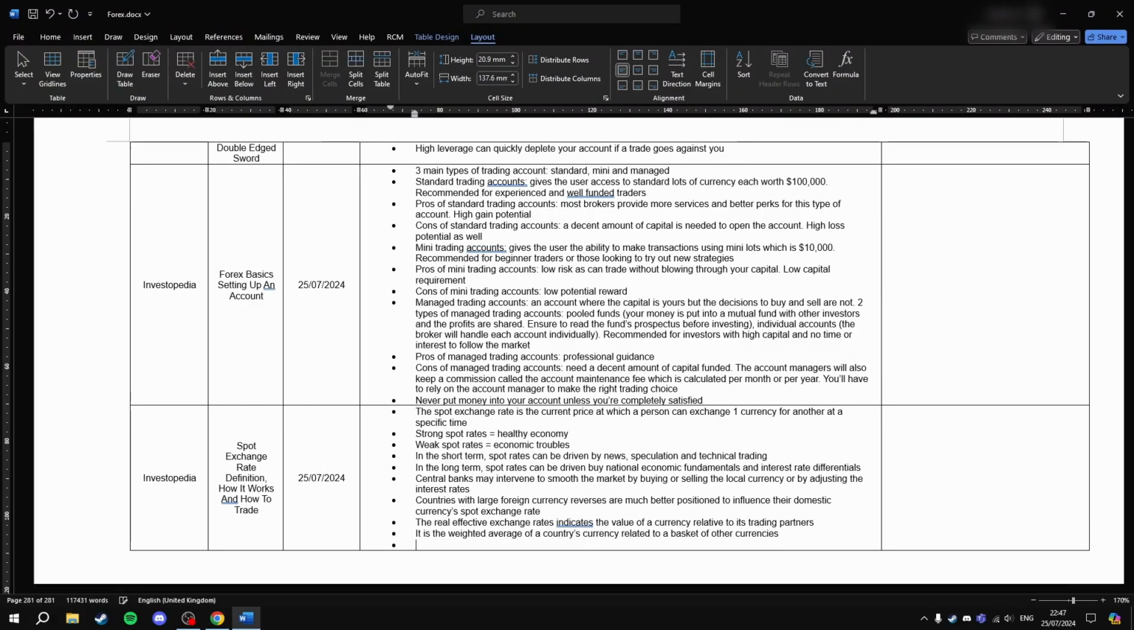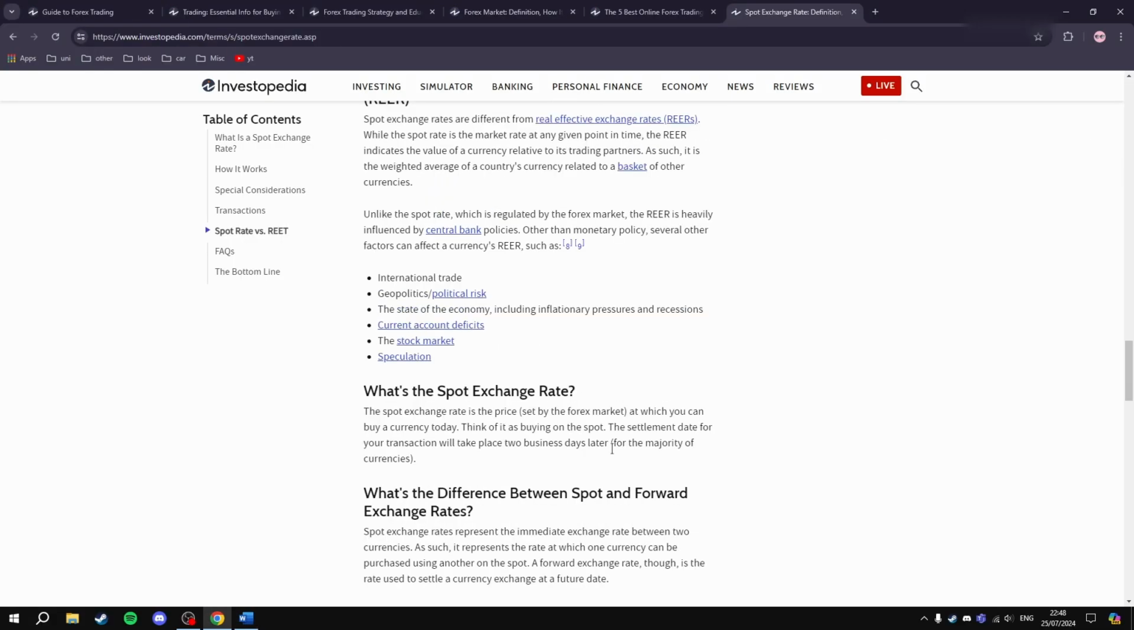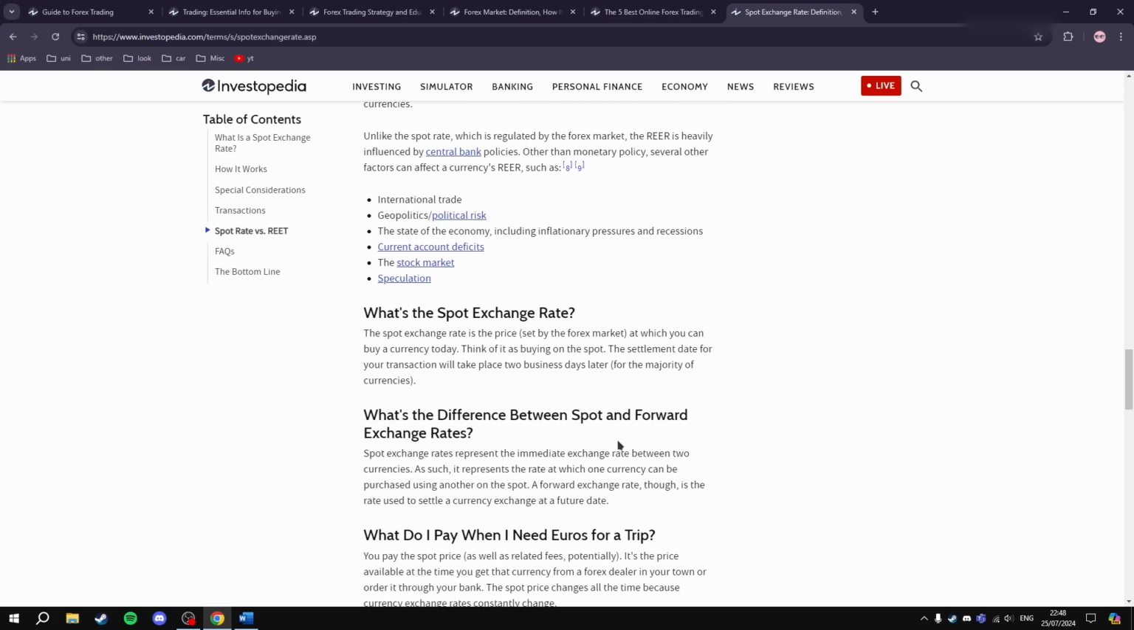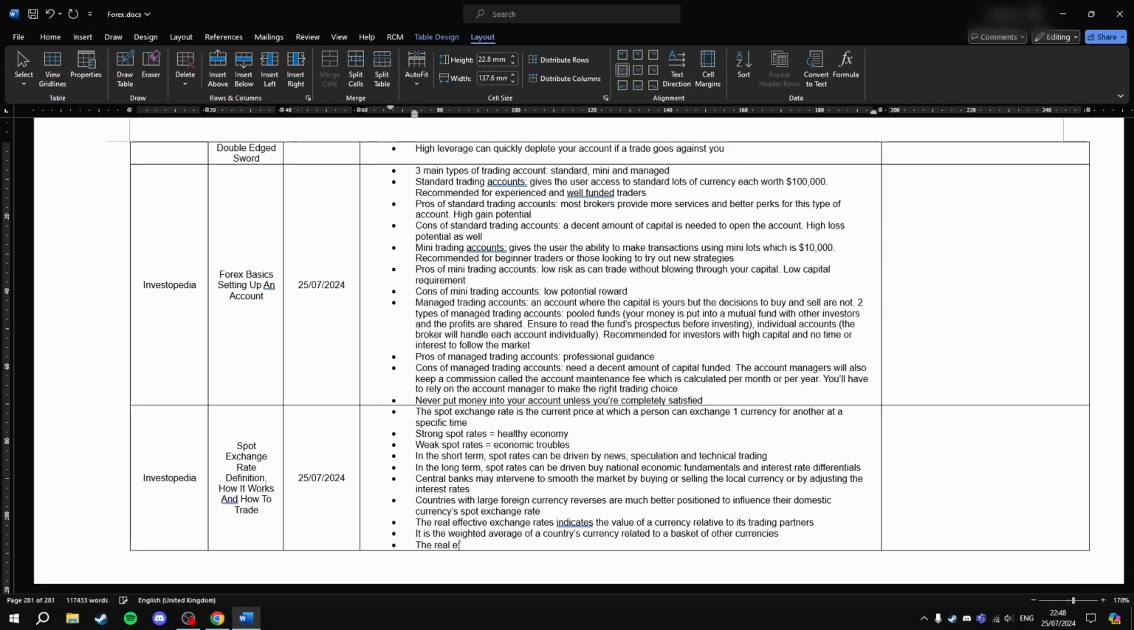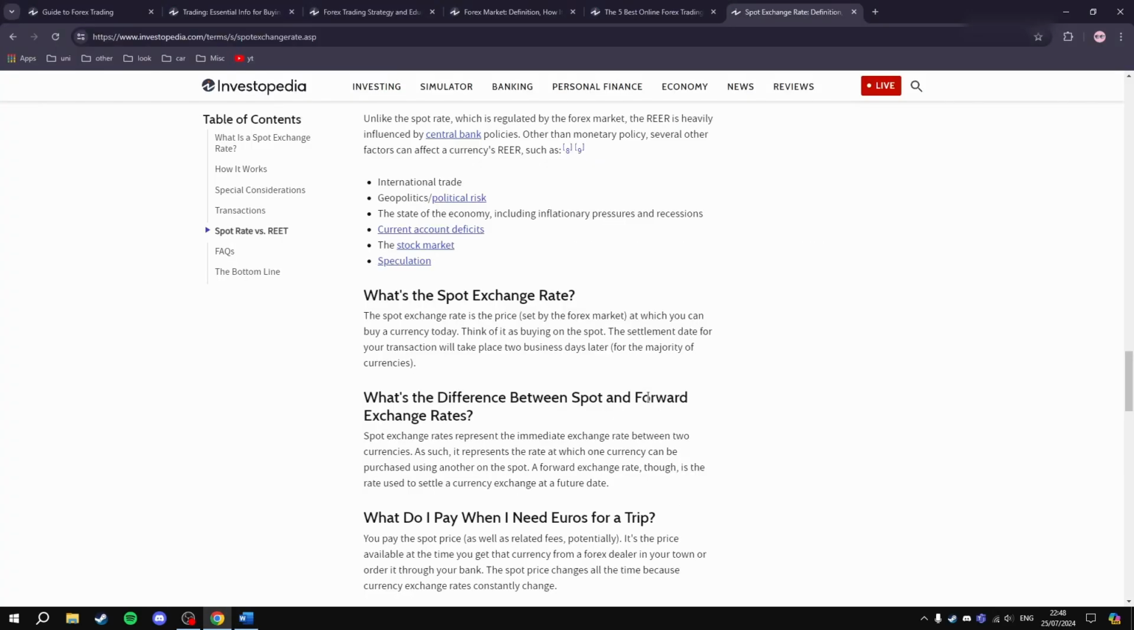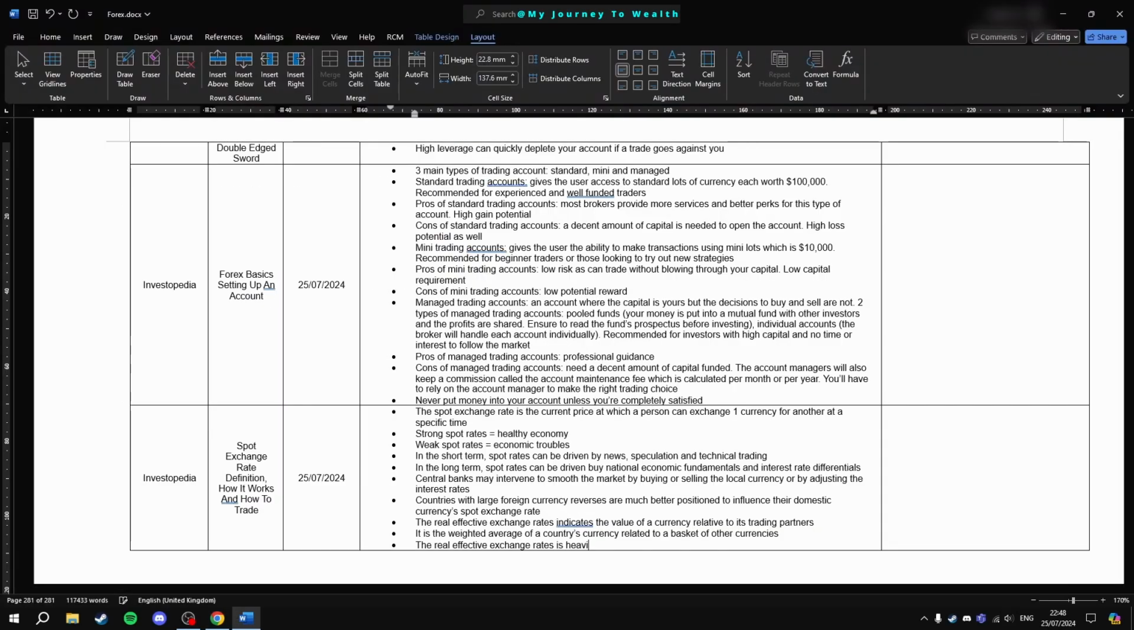The real effective exchange rate is heavily influenced by central bank policies.